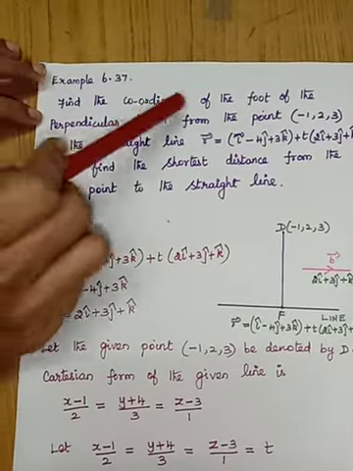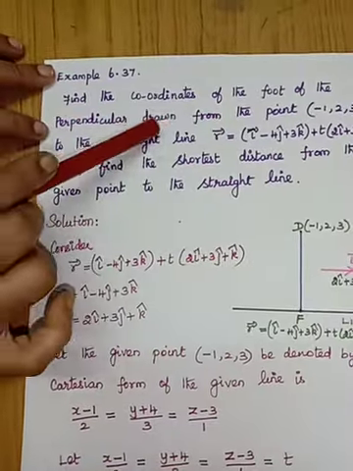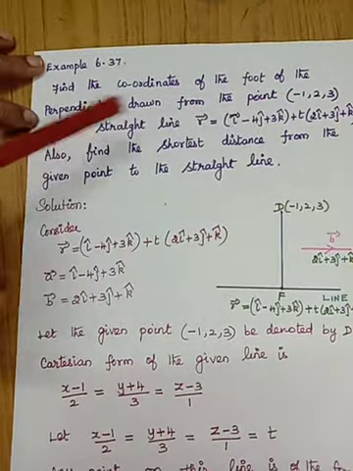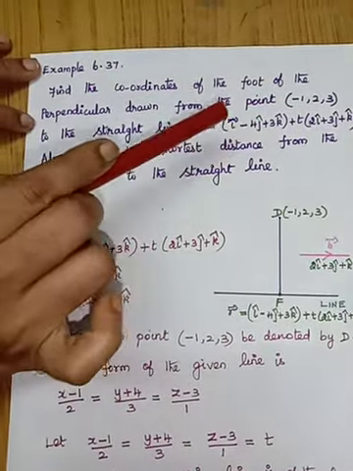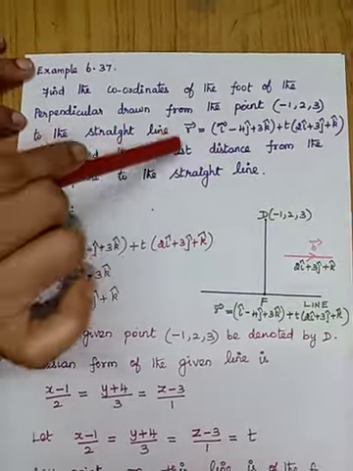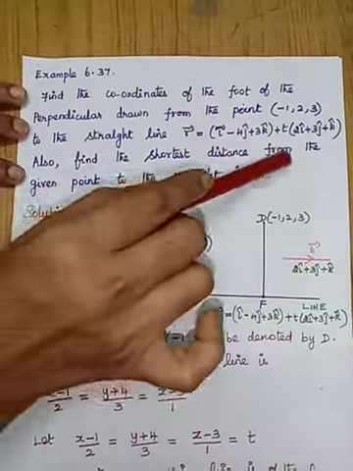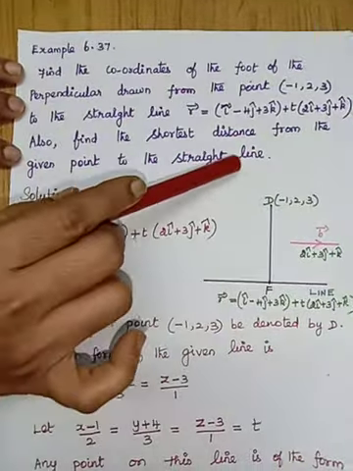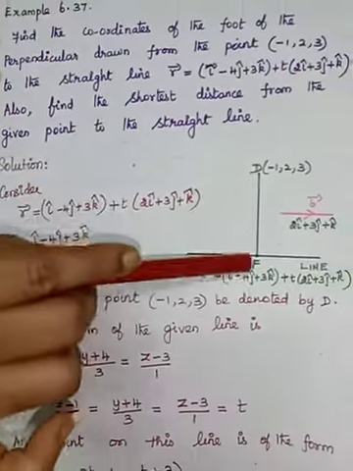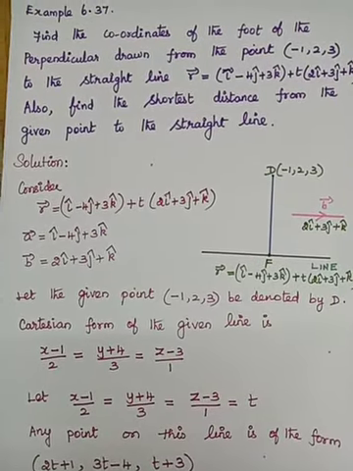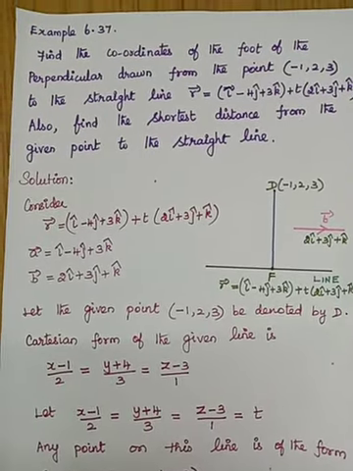Find the coordinates of the foot of the perpendicular drawn from the point (-1, 2, 3) to the straight line. So in the example, the straight line is given in vector form. Also find the shortest distance from the given point to the straight line. So here, what is asked? A distance is asked. In the exercise problem, the equation of the foot of the perpendicular is asked.